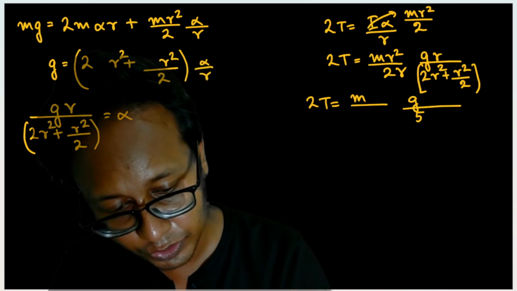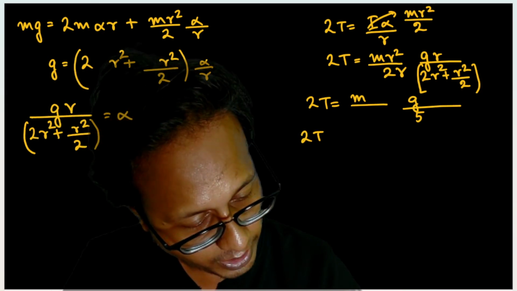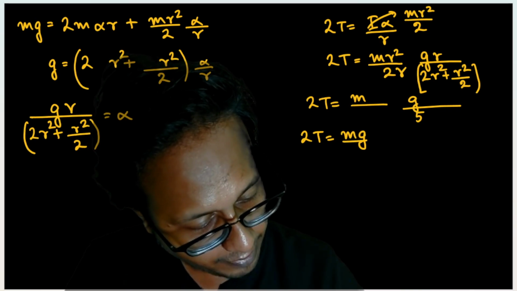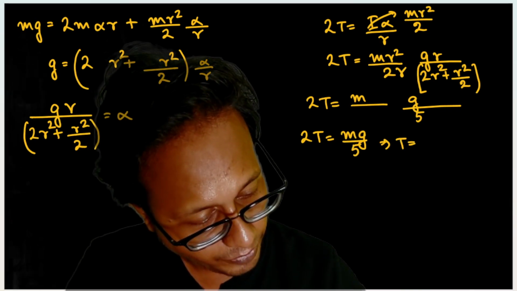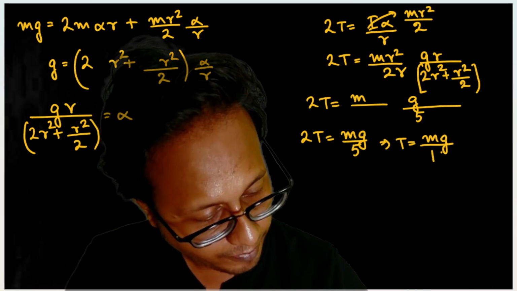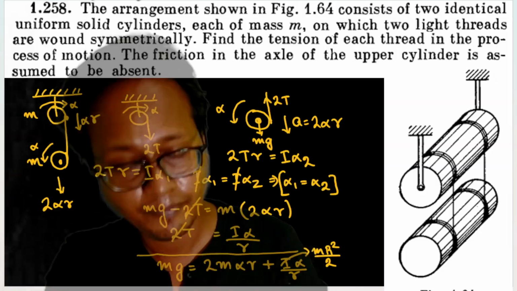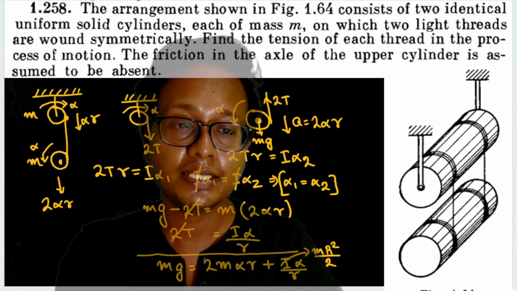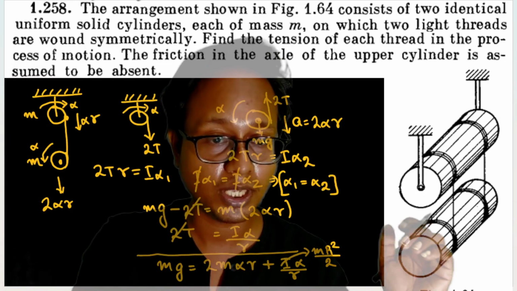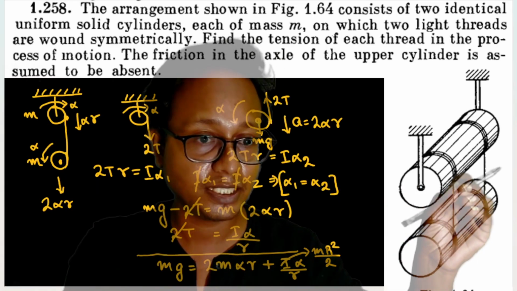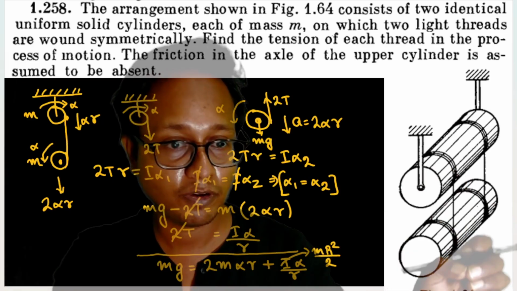I'm left with 2T = mg/5, or T = mg/10. So this is our value of the tension force that I got. This was a simple question. The only thing you have to note here is that the acceleration of the bottom block is nothing but the total acceleration due to rotation plus the acceleration due to slipping of the spring, or coming down of the spring.